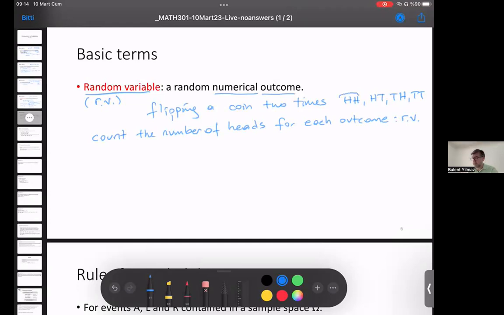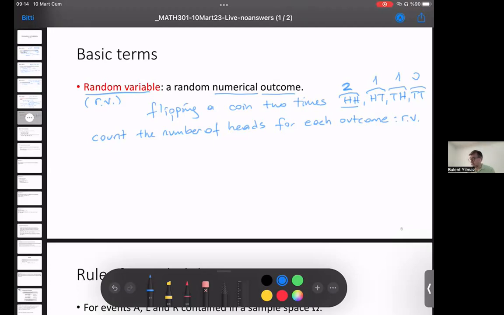What is the number of heads for this outcome? 2. What is the number of heads for this outcome? 1. For this outcome? 1. For this outcome? 0. So I will have random variable for this one, it's going to be 2. Now I'm not going to talk about outcomes, but about a number related to the outcomes.